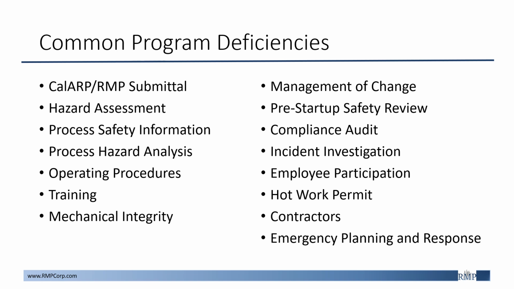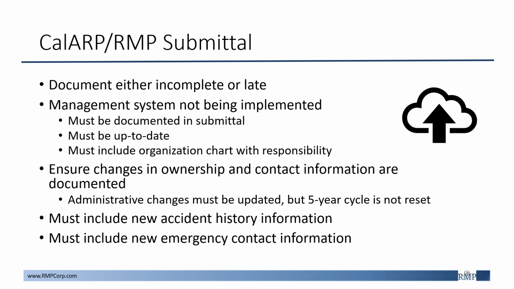Here is a list of all the program elements. I will be going over each one in more detail, so let's begin with common deficiencies associated with the CalARP and RMP submittal. The CalARP RMP submittal is a description of the overall program that is submitted to the CalARP or EPA to ensure proper implementation of the risk management program. Some deficiencies that we have seen include performing this submission past the 3-year update window or submitting it incomplete. This can include a management system not being properly implemented by not being shown on the submittal, not being up to date, and not including an organizational chart with responsibility.